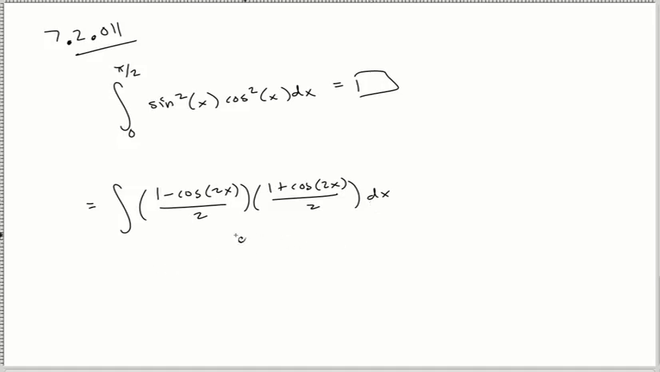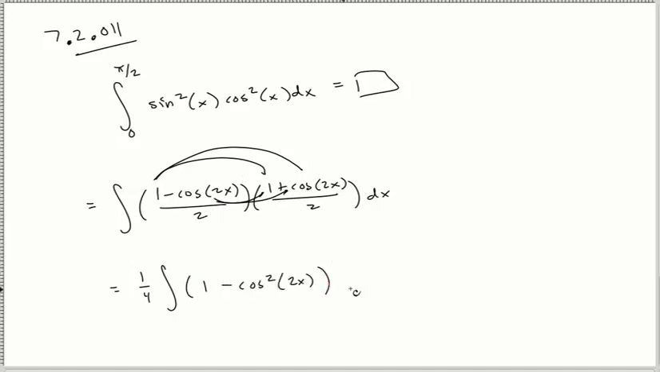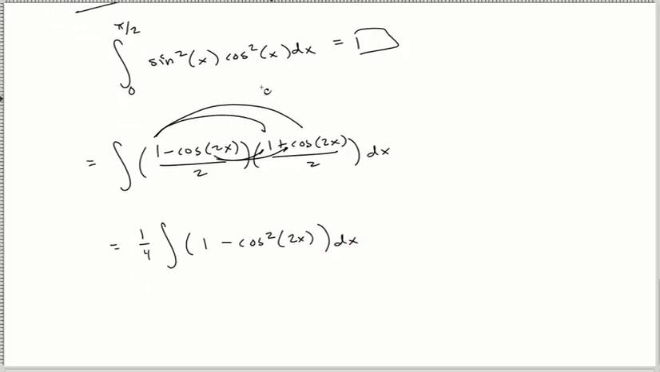Whatever. Okay, so the 2's can come out to the front as a 1/4. But notice that for this numerator, I'm going to have to FOIL it: 1 times 1, 1 times the cosine, negative cosine times 1, and then cosine times cosine. The middle terms cancel one another out. Then a negative and positive makes a negative, and I get my cosine squared of 2x dx. So what we just did is make this turn into this.